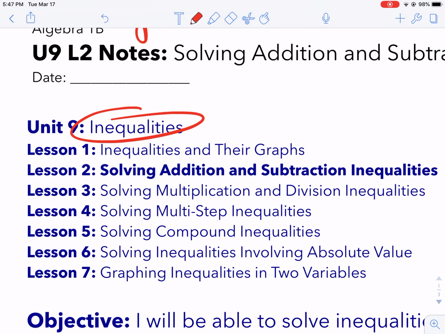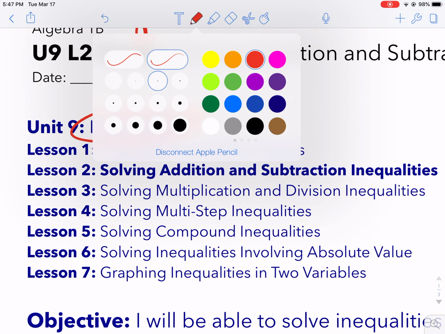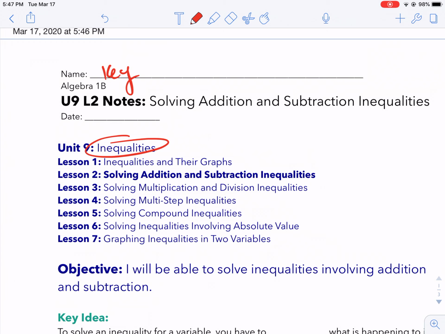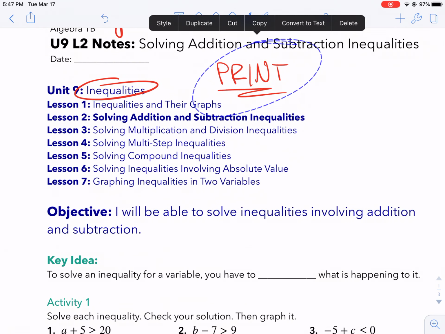Now I highly recommend that you take these notes and you print them out. You are going to remember things a lot better. It's going to stick in your brain a lot better if you actually print and write on paper. So please print this out on actual paper and fill this in as we go.